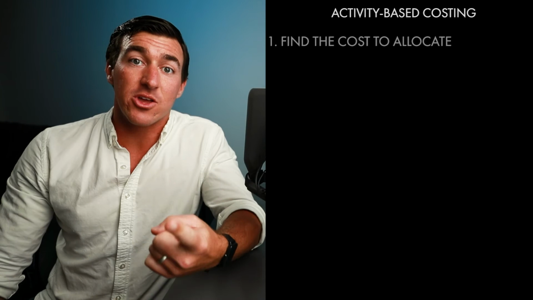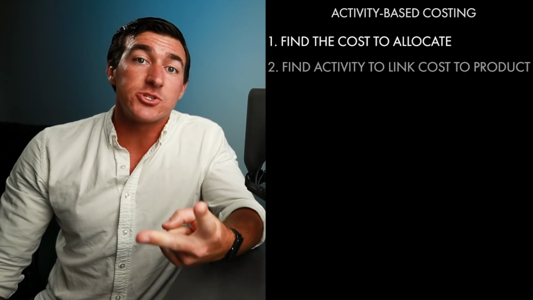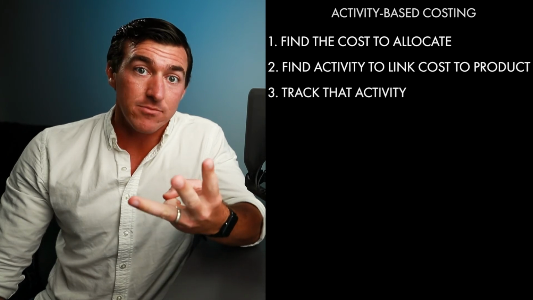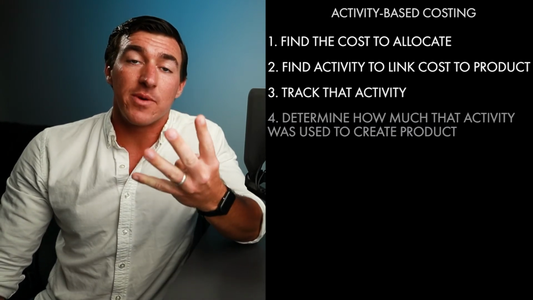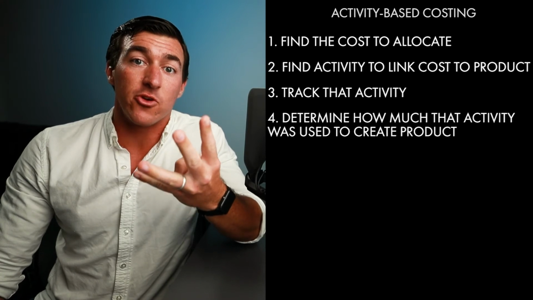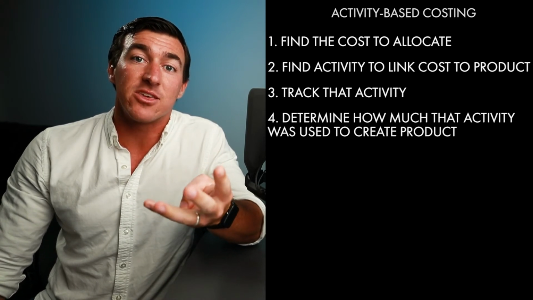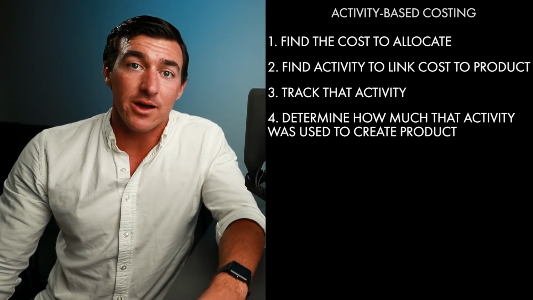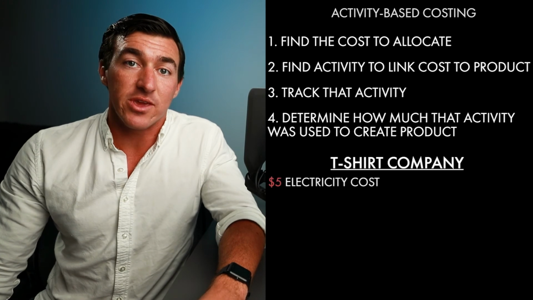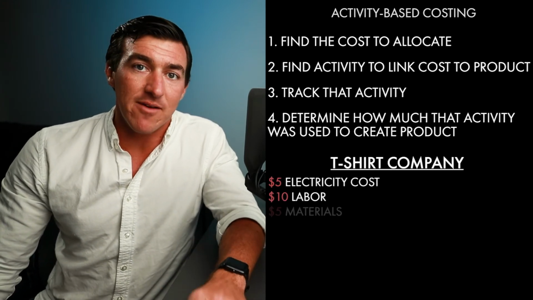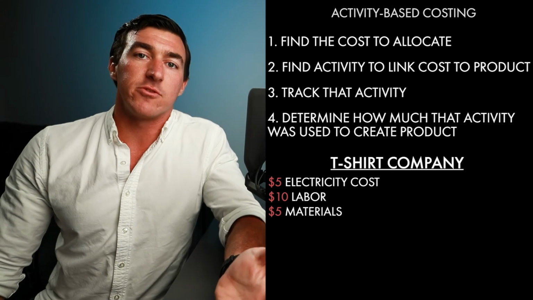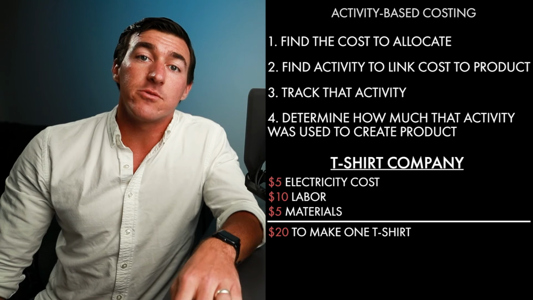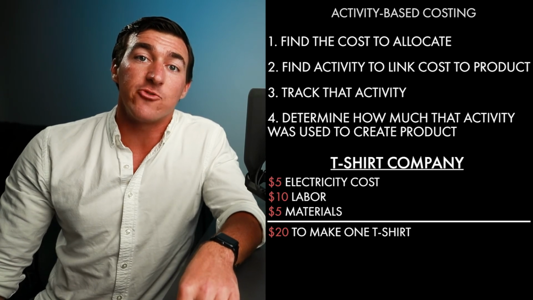All you have to do is find the costs that you need to allocate. Find a logical activity to link those costs to the final product, track that activity, hopefully accurately, and then determine exactly how much that activity was used to create the products you needed in order to allocate the costs to the final product itself. So now you know that maybe after everything's said and done, each t-shirt had $5 in electricity costs, plus $10 in labor and $5 in materials. So it cost you $20 to make one t-shirt. That's what you're trying to find here. You're trying to find the total dollars that it took to make this one individual product.